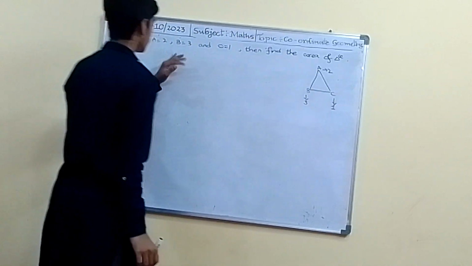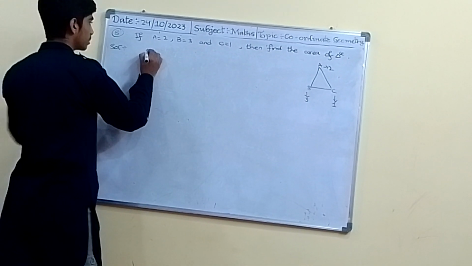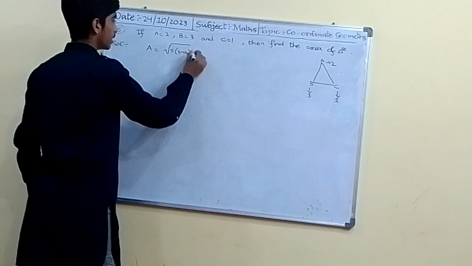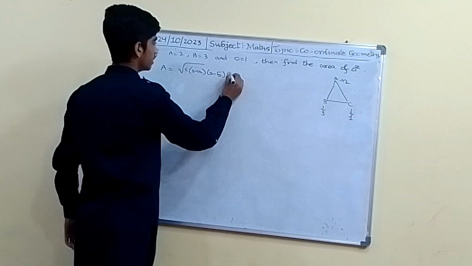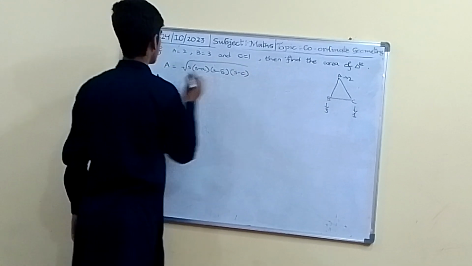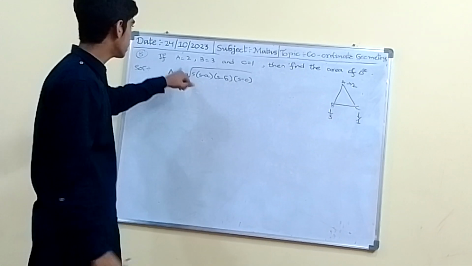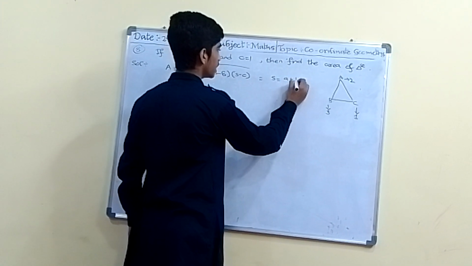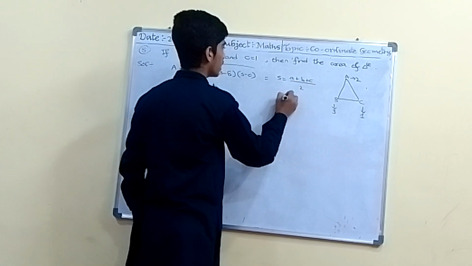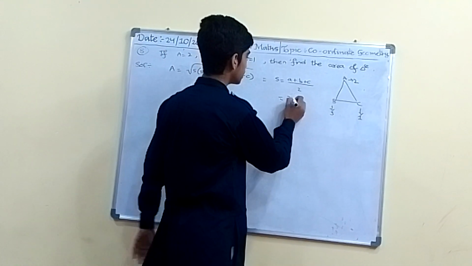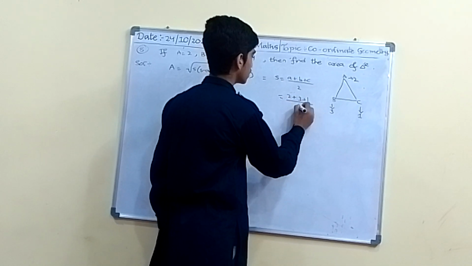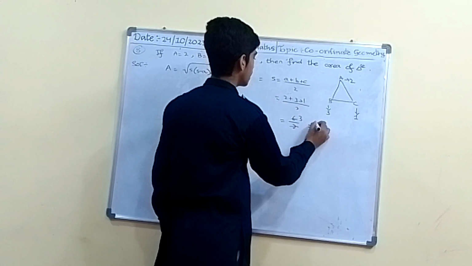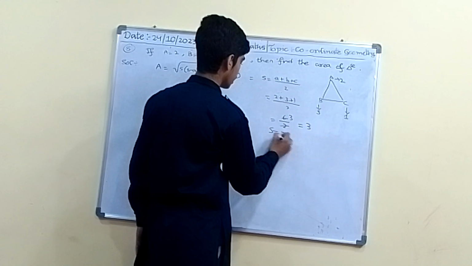So we have to use Heron's formula. What is Heron's formula? A is equal to under root S into (S minus A) into (S minus B) into (S minus C). This is the formula. We have to find the value of S because the S value is not given. What is S? S is equal to (A plus B plus C) divided by 2. What is A, B, C? 2, 3 and 1. 2 plus 3 plus 1 by 2. What is 2 plus 3 plus 1? 6 by 2. 2 ones are 2, 2 threes are 6. So the S value is 3.